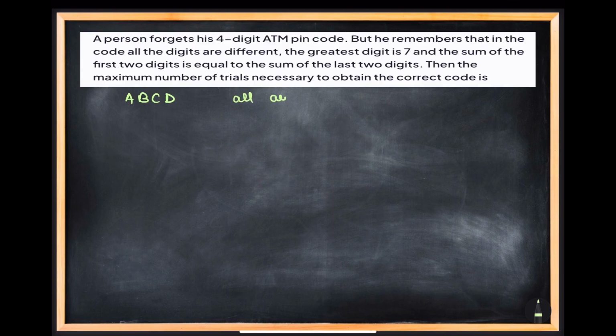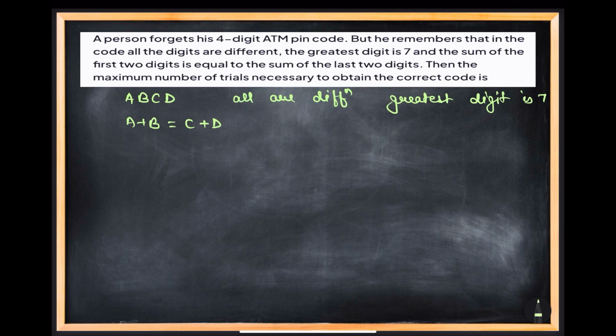All are different. Okay, the greatest digit is 7. Okay, and the sum of the first two digits is equal to the sum of the last two digits. So can I say that A plus B will be equal to C plus D? Okay.